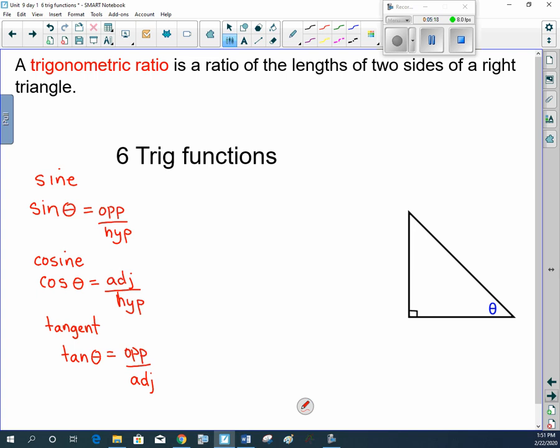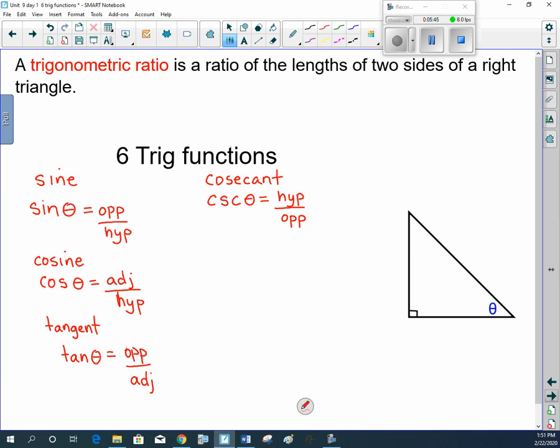Now, each of those trig functions has a reciprocal. So the reciprocal of the sine is called cosecant, and its abbreviation is CSC. So you'll write cosecant theta equals, and it would be comparing the hypotenuse over the opposite side.